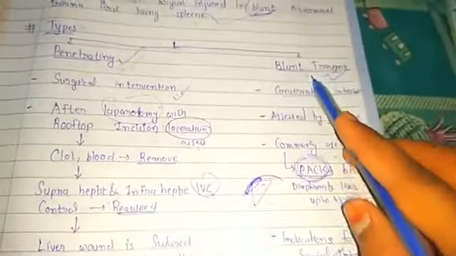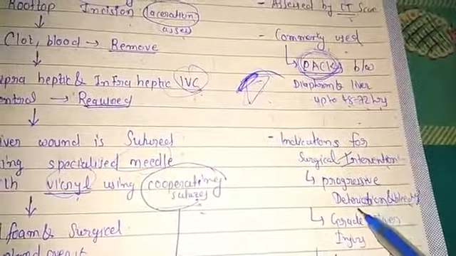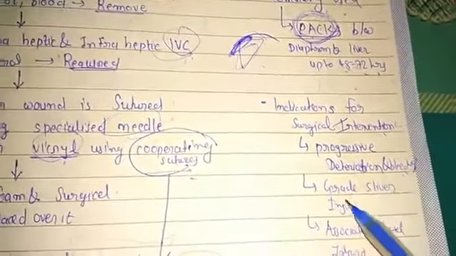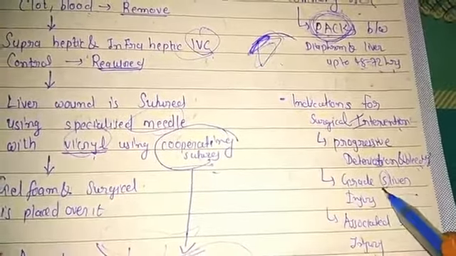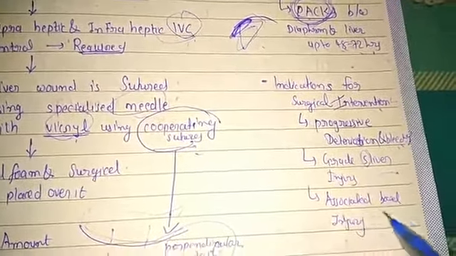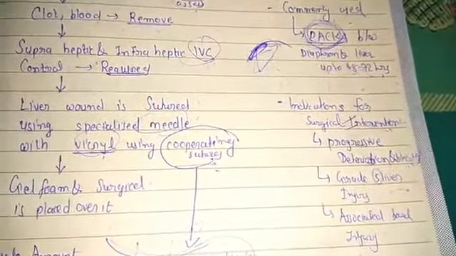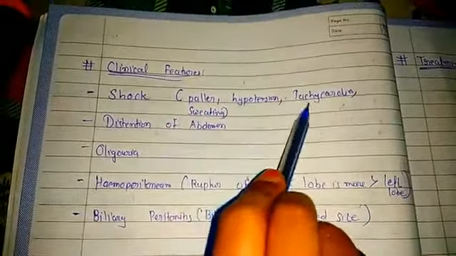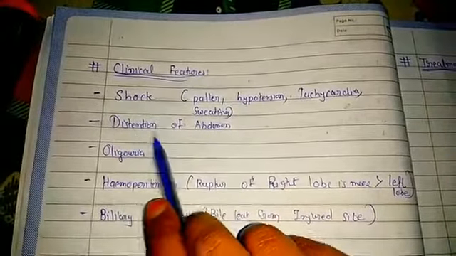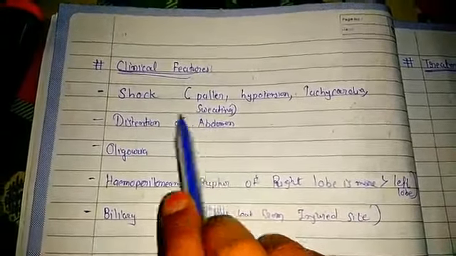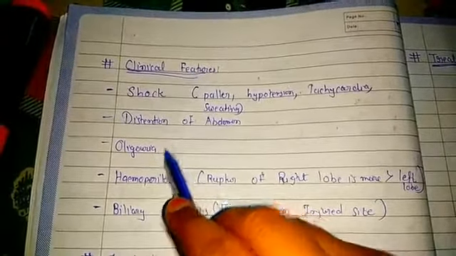If it is very severe blunt trauma, then we go for surgical intervention. If there is progressive deterioration and bleeding, grade 5 liver injury according to CT scan, or associated bowel injury, we can go for surgical intervention. Pallor, hypotension, tachycardia, sweating: these are all shock symptoms. Then distension of the abdomen is there because of the liver injury. Oliguria means a less amount of urine.